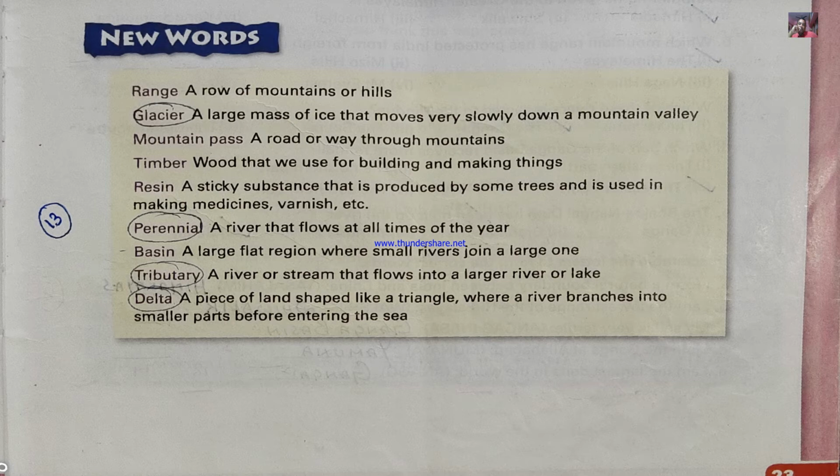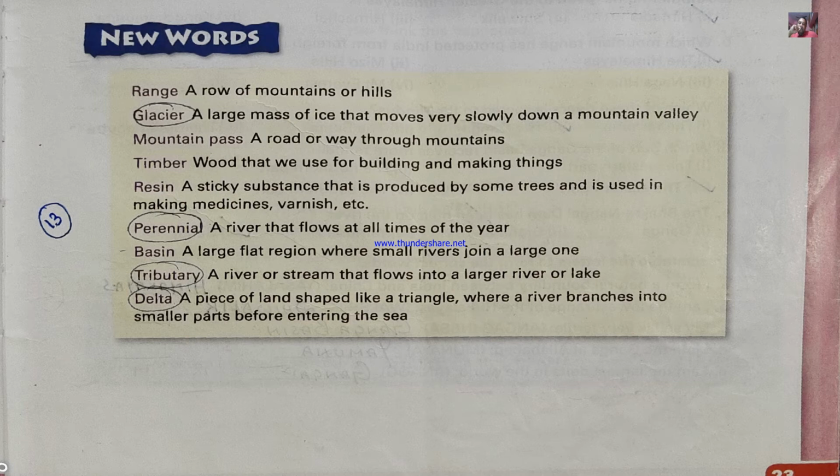Okay, next one, delta. A piece of land shaped like a triangle. Again, when I'm talking about river Ganga, I will also talk about the delta of river Ganga. Now, when the river Ganga is moving towards the east, it is going to flow into a larger water body, and that is the Bay of Bengal. But when it reaches this place, it breaks up into smaller tributaries, and they form a triangular shape, which is known as a delta.